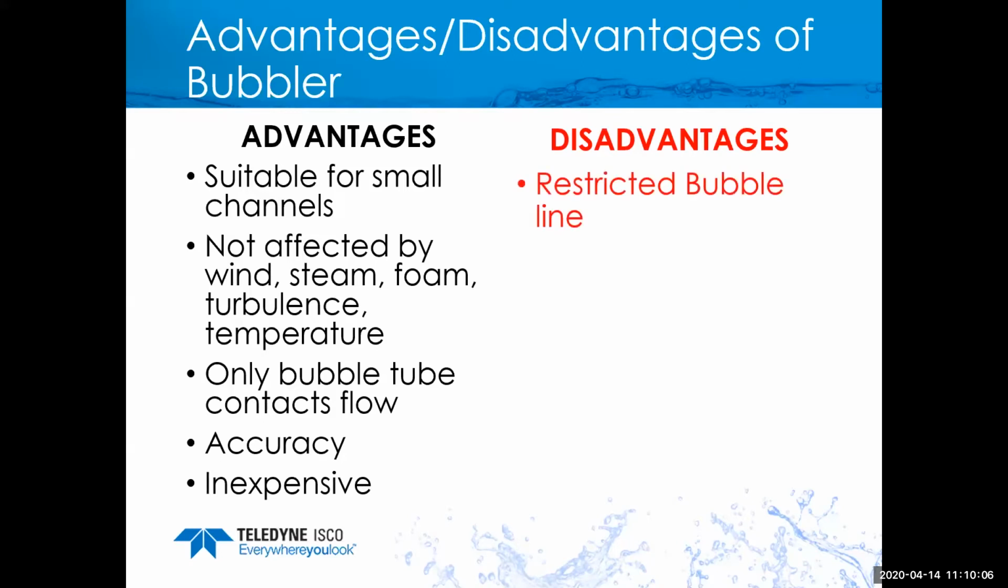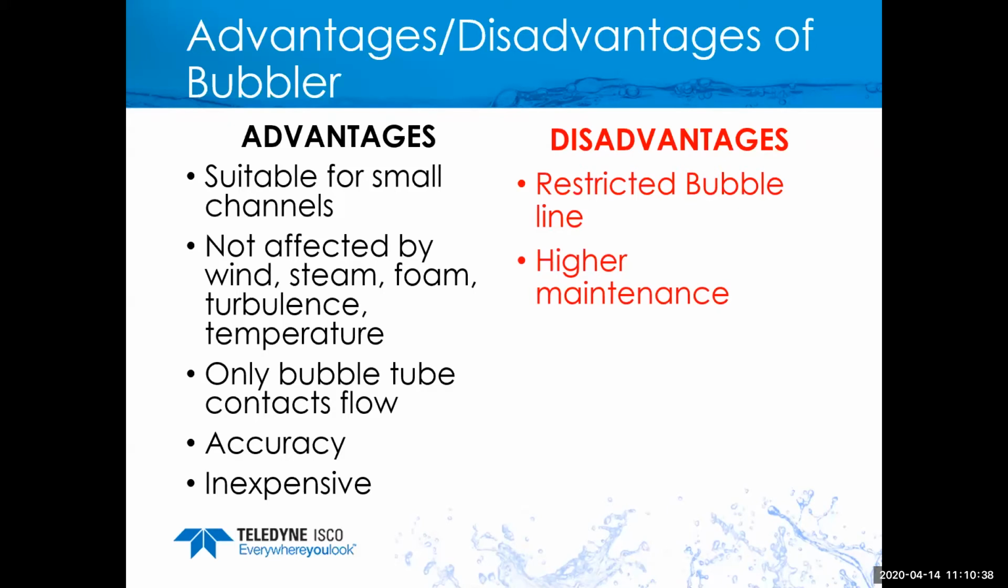Now, the disadvantages is that you could possibly have restrictions in the bubble line, or if you have sediment that builds up over the end of the bubble line, that could possibly give you a false high level. Some bubblers, like the ISCO Signature meter, have a built-in purge system, so if it senses that there's debris over the end of that bubble line, it will automatically send out a burst of air to try to free up any restriction on the end of the line, which could lead to higher maintenance.